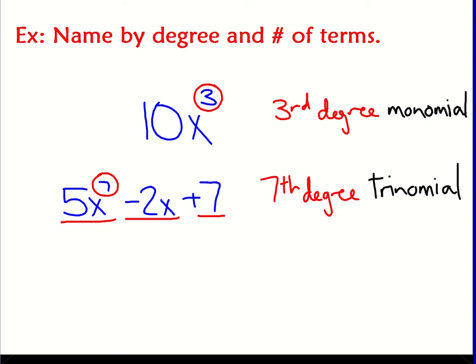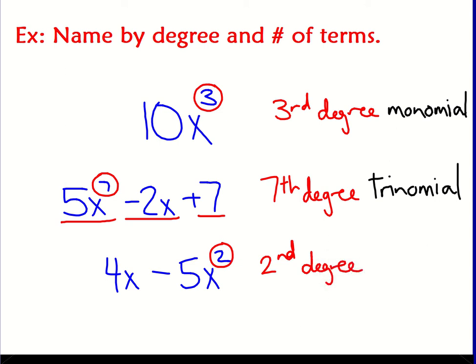Let's do one more. So if I say 4x minus 5x squared, then the highest degree is, or the highest exponent is 2, which is the degree then. So I can say a second degree. And there are 2 terms here, the 4x and the negative 5x squared. So this would be a second degree binomial.